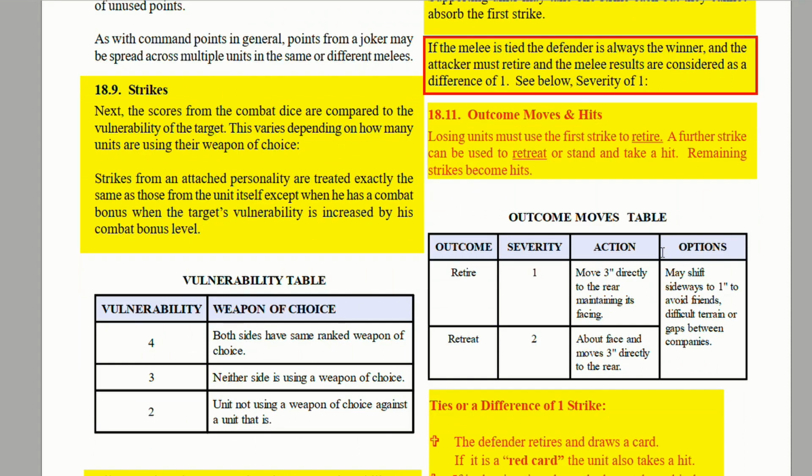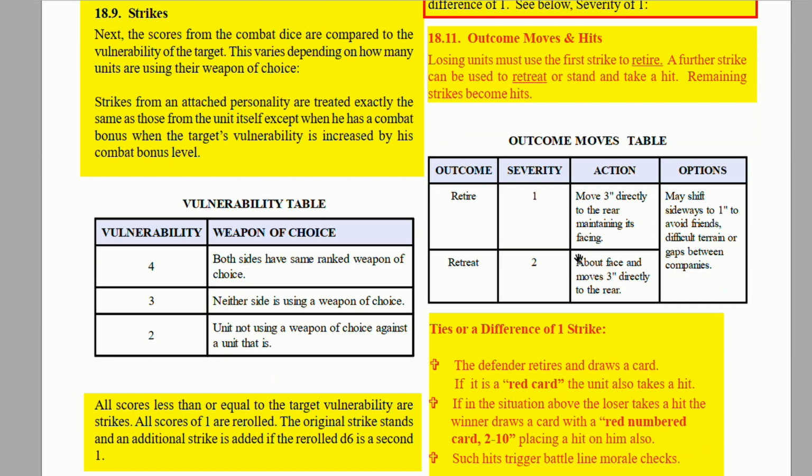Losing units must use the first strike to retire. That's standard. A further strike can be used to retreat or stand and take a hit. Remaining strikes become hits. So if you lose by 3, what can you do? You retire 1 inch, 3 inches behind, 1 severity, and you have 2 more hits that you have to absorb. Or you retreat the same unit, about face, and move 3 inches away, or it stays where the unit is, but it gets 2 hits.